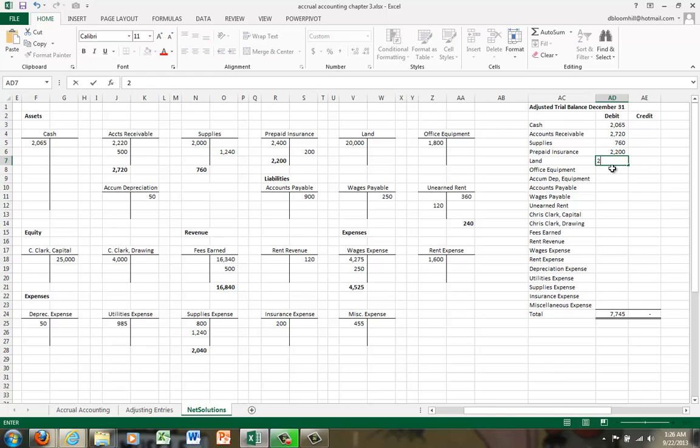Land has $20,000 on the debit side. Office equipment, $1,800 on the debit side, but our next account, accumulated depreciation equipment, is $50, but on the credit side. So because that's on the credit side, that has to go in the credit column. Accounts payable has $900 on the credit side. Notice it's a credit balance, it goes in the credit column. Wages payable, $250 on the credit side. Unearned rent, the final balance is $240 on the credit side.